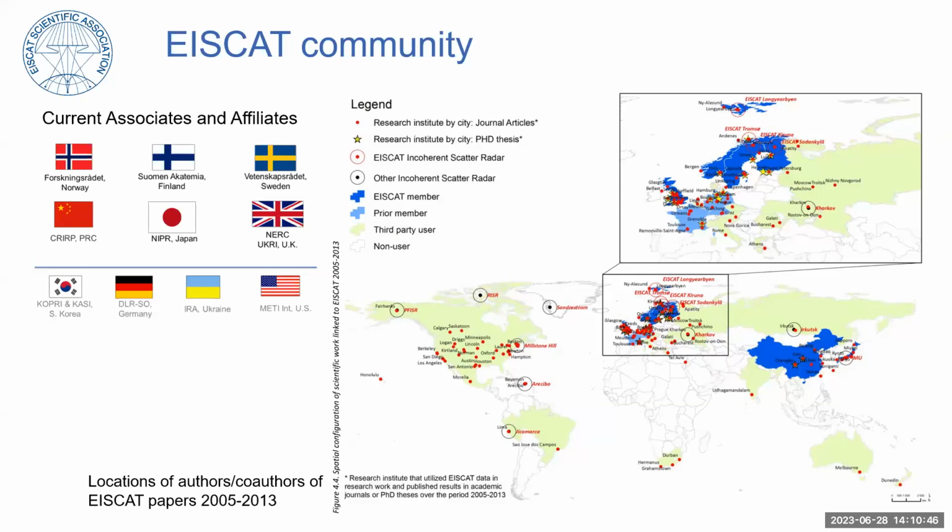Also, this is an illustration from 2013, which was an analysis of authors and co-authors of EISCAT papers. So we have also a lot of users from prior member countries like France and Germany, and also from third-party users. So the community as it is already is quite large and varied.